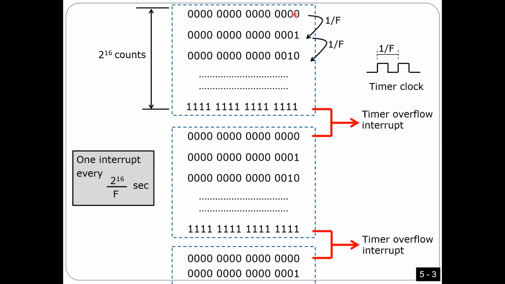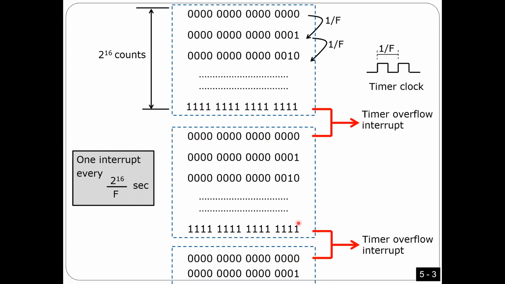So the counter should count from 0000, and then 1, 2, 3, 4, 5, 6, 7, 8, 9, and so on until 1111, right? And then after 1111, it's going to roll over to 0000, guys, and repeat again. So it's going to count from 0000 until 1111, and then repeat again, right?